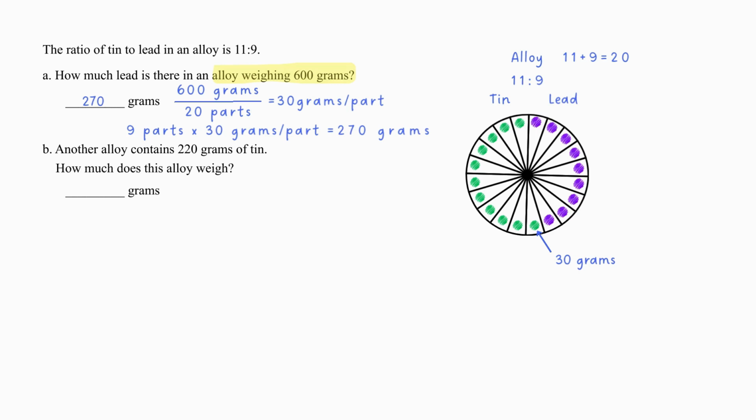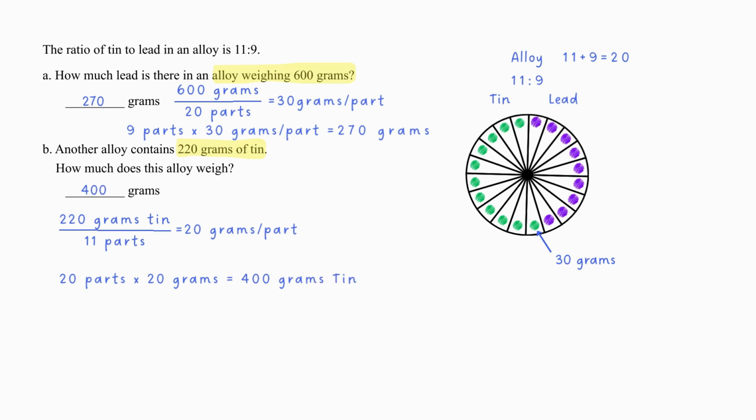Moving to part B, this one is slightly different. We aren't starting with the total, we are starting with just the tin. 220 grams of tin divided by 11 parts of tin equals 20 grams per part. We know from step 1 that the total mixture is 20 parts, so 20 parts times 20 grams equals 400 grams total weight of the second alloy.